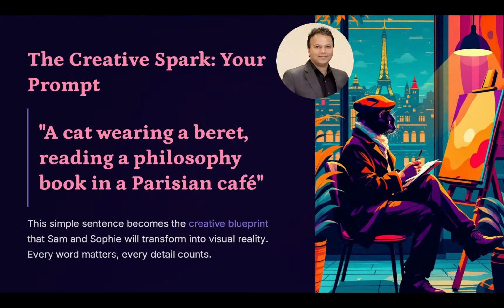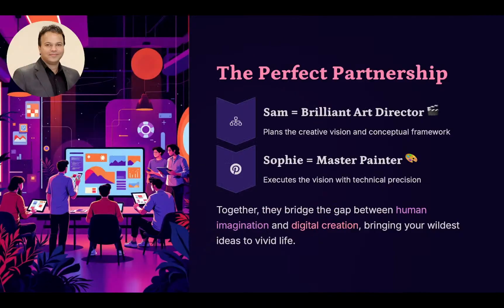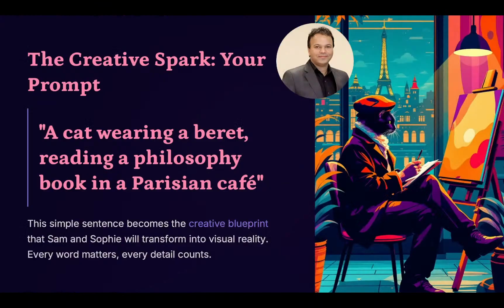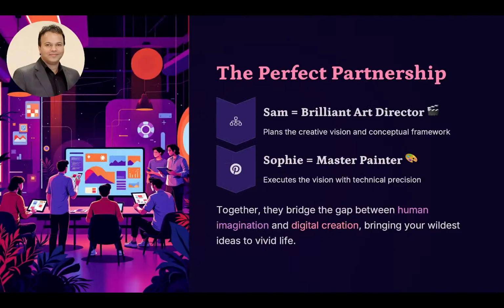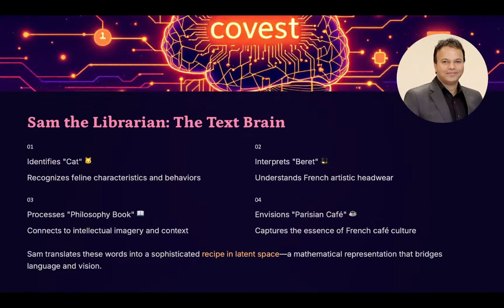Okay? So let's see an example. For example, a cat wearing a beret reading a philosophy book in a Parisian cafe, right? So that's a pretty crazy prompt. So how do Sam and Sophie work on this? What do they do? Sam understands every single word. He says, okay, beret means cap, and it's Paris, and so many things are there. And Sophie here is the master painter. She is going to understand first before she starts drawing the brush strokes, and both of them will start doing the imagination and creation.